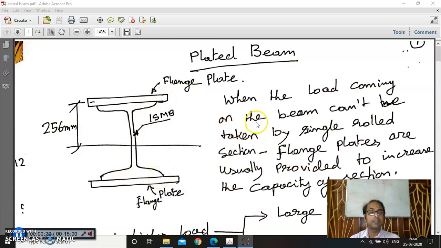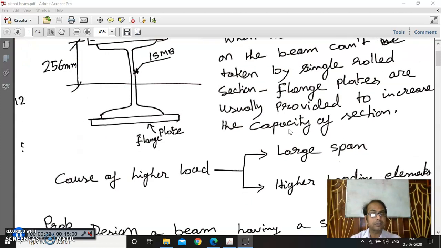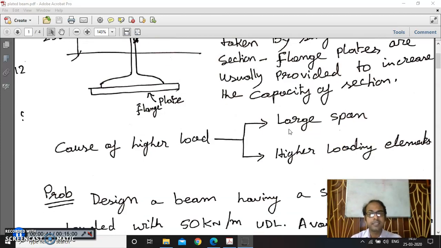Why? Because when the loading coming on the beam cannot be supported by a single ISMB. Why is this higher loading coming? Because of a large span or due to some higher load of high-speed vehicles, different types of trailers, trains, etc. So these plates are provided. Why will we provide the plate instead of going to a higher section?